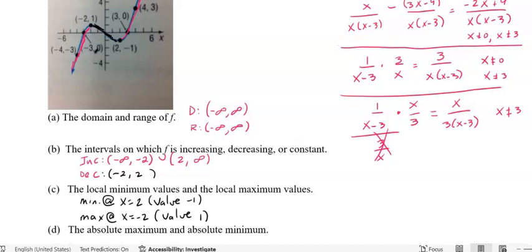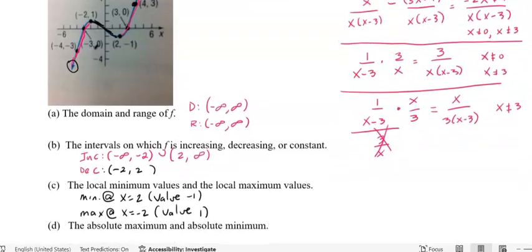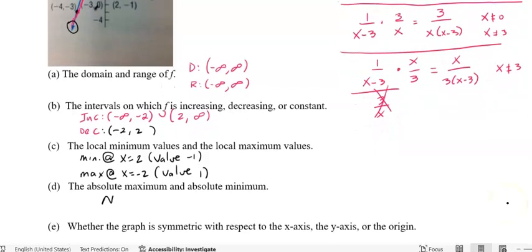Okay, absolute maximums and minimums, in this case we don't have them because this graph is going to go forever. It's never going to stop going up, and it's never going to stop going down. So to have an absolute, you would have to have a point like this where it stops and doesn't go on any further. That would represent an absolute maximum, or the same thing for a minimum. But in this case it doesn't have either, since it never stops going up or down.